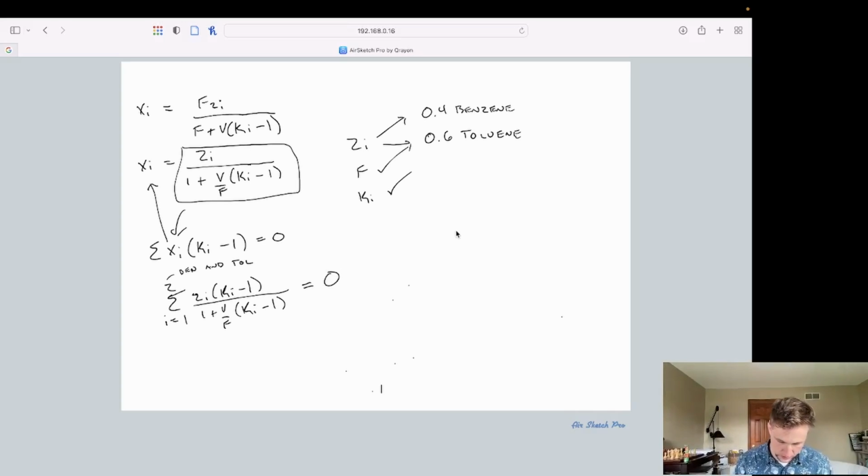And so now we know our feed composition mixture amount right here. We know our ratio by knowing our given temperature. We know our feed, and then the only thing we don't know is V, and so now we are able to solve for the vapor that is going to be leaving our system. And so this right here, this is a little sloppy, let's just take that out.